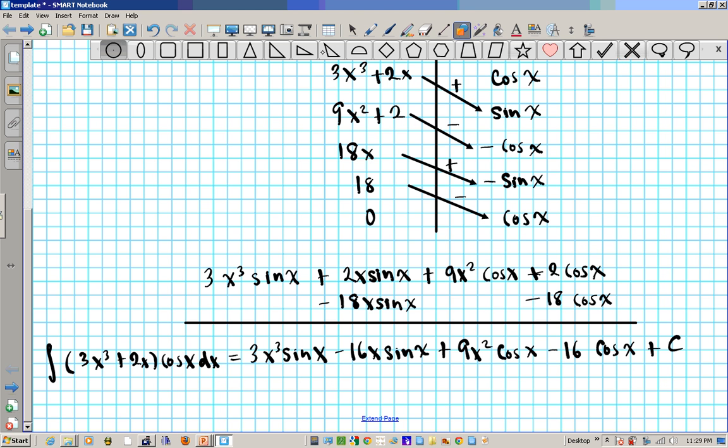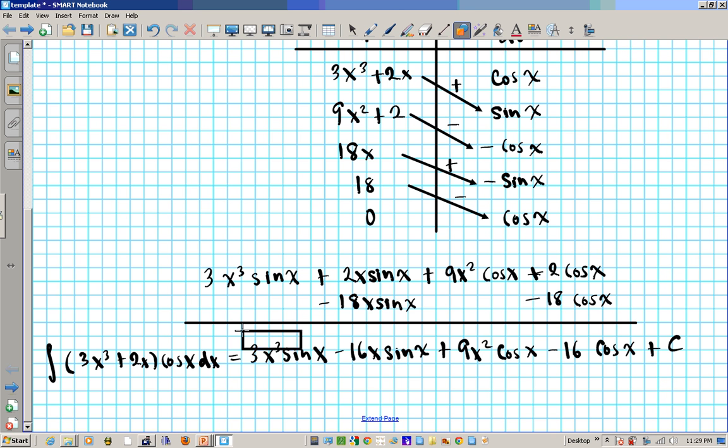So that's how you do tabular integration.